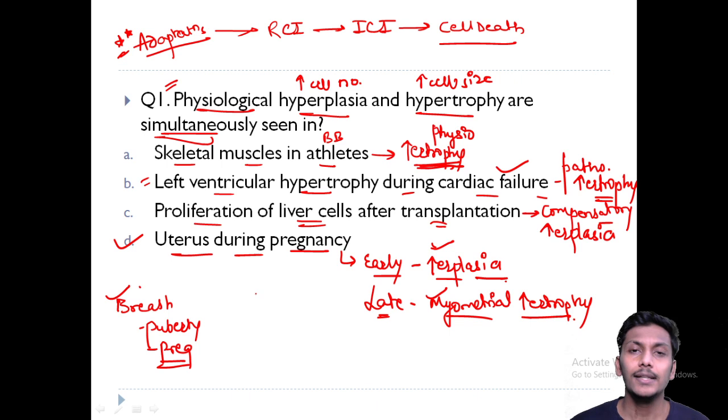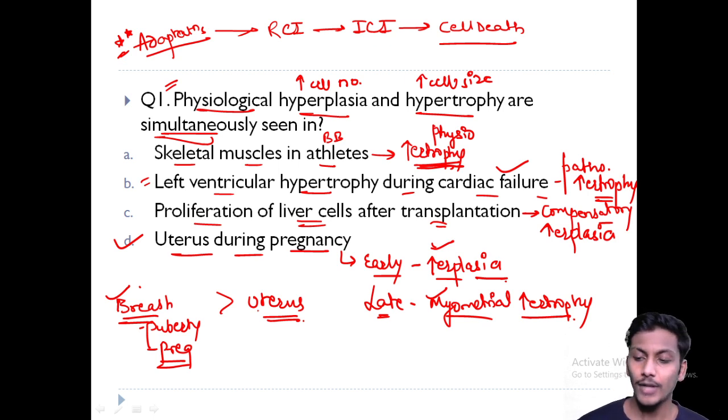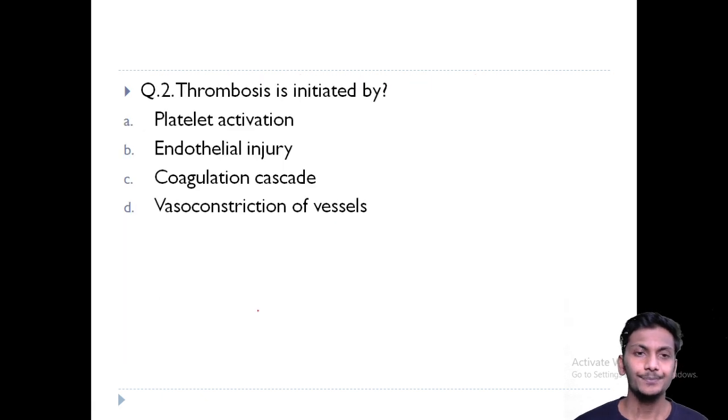Please remember, there are two organs in the body in which there is simultaneous hyperplasia and hypertrophy. Those are your breast and uterus. Breast during puberty and pregnancy, and next is your uterus during pregnancy. Both of these show simultaneous physiological hyperplasia and hypertrophy. I hope this is clear to you now, and let's move further. Just remember, guys, these types of questions have been asked again and again, so be sure of these questions. Moving further to our question number 2, which states: thrombosis is initiated by.